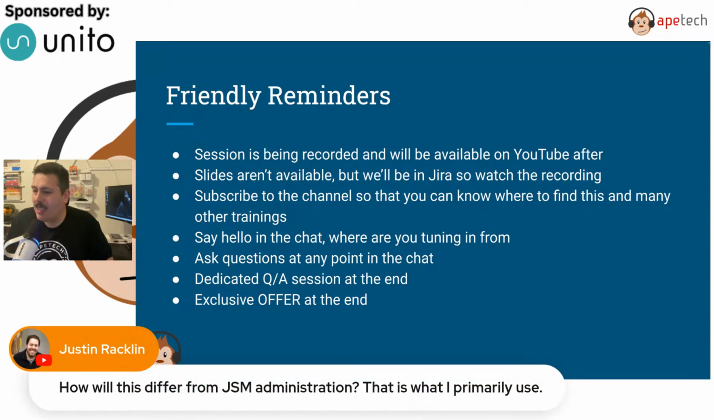Justin wants to know, how will this differ from JSM administration? So I would say if you were to make a Venn diagram of Jira administration and JSM administration, there's like an 80% overlap. So a lot of what you're going to learn here, Justin, should cover and overlap. The things that we wouldn't cover are like request types, SLAs, approvals in the workflows, because those are JSM specific items.